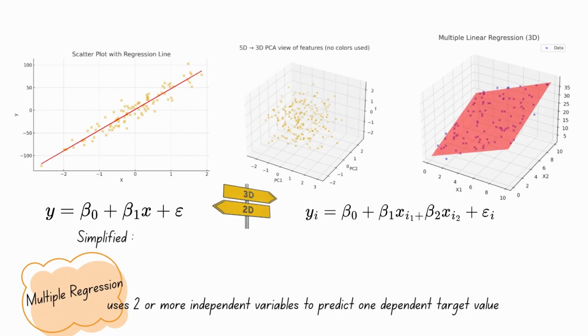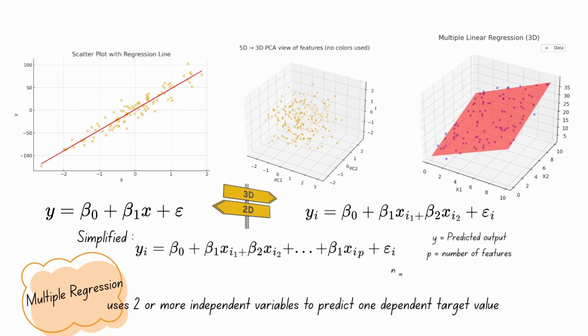With three features, we'd need 4D to draw it, and beyond that it becomes impossible to visualize. So, in multiple regression, the number of features is directly proportional to the number of dimensions the model works in. Even if we can't picture all of it, the math is doing the same job, fitting the best hyperplane through the data. Here, y is the predicted output, p is the number of features, and n is the number of samples in your data set.